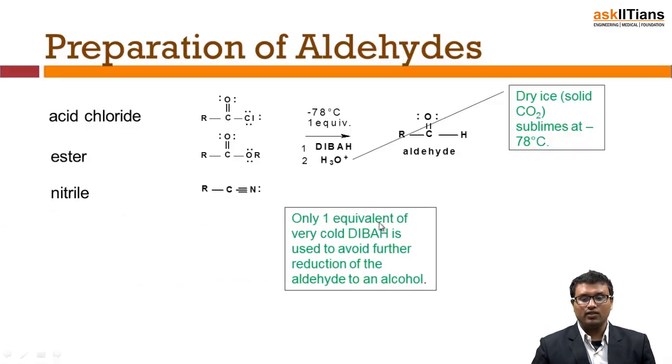Only one equivalent of very cold DIBAH is used to avoid further reduction of the aldehyde to an alcohol. Because there can be a chance of reduction of your aldehyde to your alcohol. So if you have only one equivalent of your reducing agent, what happens? It avoids formation of the alcohol. So you can get aldehydes from acids, acid chlorides, esters and nitriles. So reduction of acid chloride gives an aldehyde, but oxidation of alcohol also gives an aldehyde.